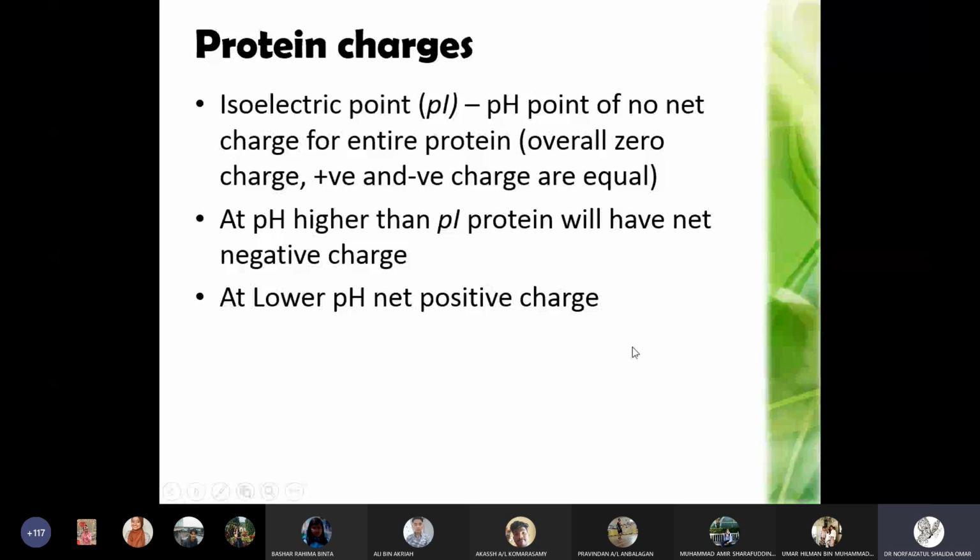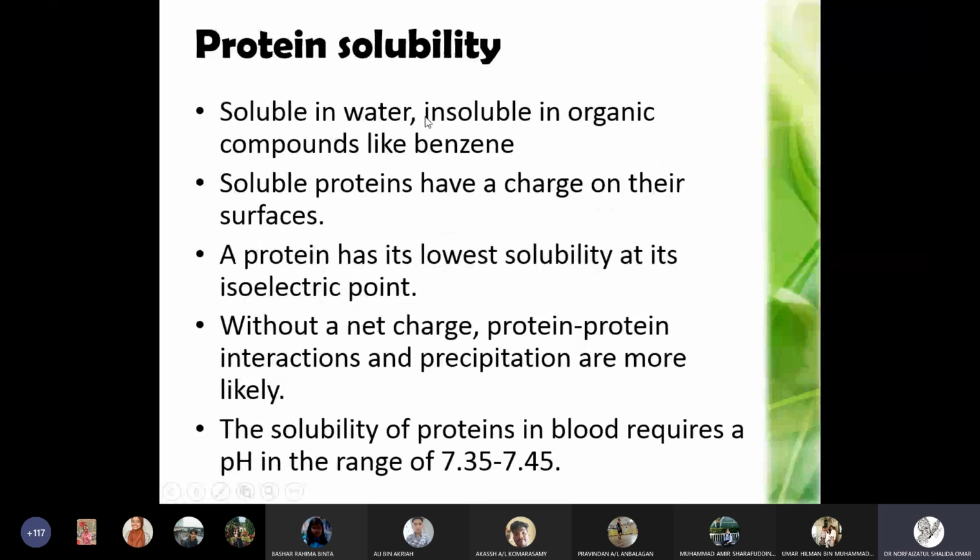Then solubility: it is soluble in water, but not soluble in organic compounds like benzene, and things like heat. Soluble proteins have charge on the surface. It has its lowest solubility at its isoelectric point. Without net charge, protein-protein interactions and precipitation are more likely. The solubility of proteins in blood requires a pH in the range of 7.35 to 7.5. So the solubility is also based on the isoelectric point.